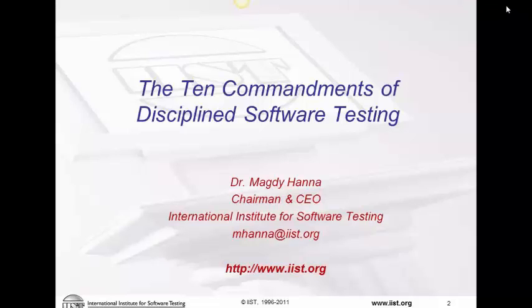The 10 commandments of disciplined software testing practices. What I'm going to talk about are things that I have seen to be very important, very critical for everyone who does testing and is doing anything that has to do with testing.